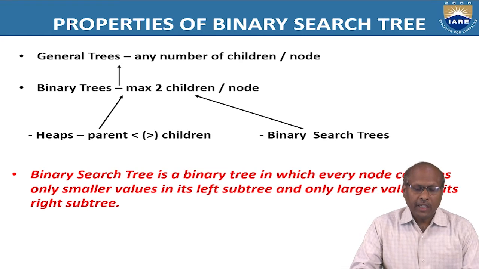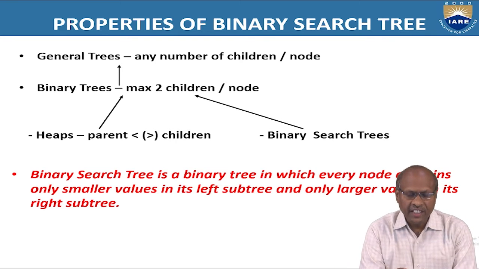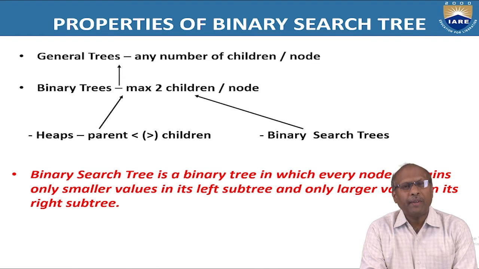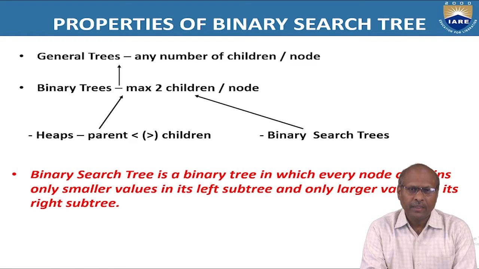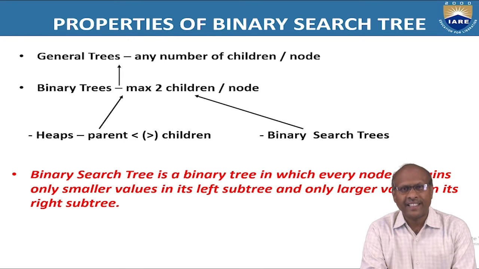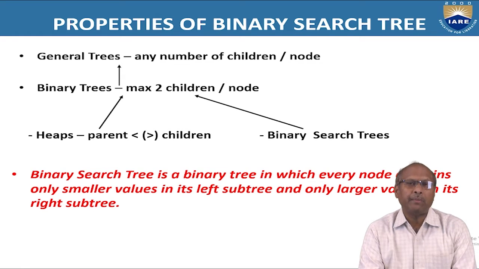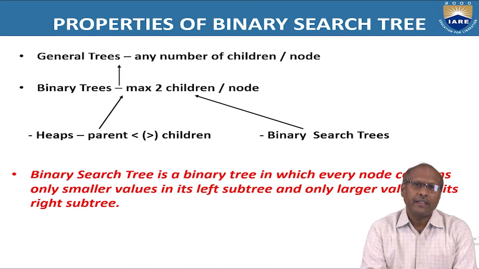Remember, this concept came from the general tree. General tree means what? A nonlinear data structure where you can have a set of nodes, and a node can have any number of children. There is no restriction. So whenever you have a set of parent-child relationships with no restriction on the number of children, that is a general tree. Whenever you impose some restriction, for example a maximum of 2 children, then that tree becomes a binary tree.